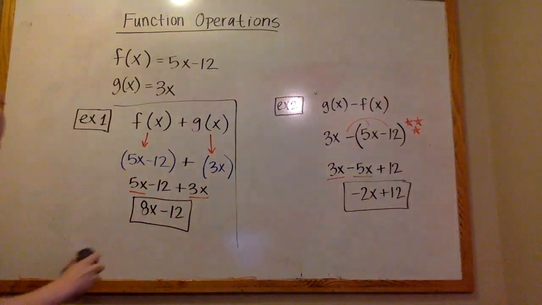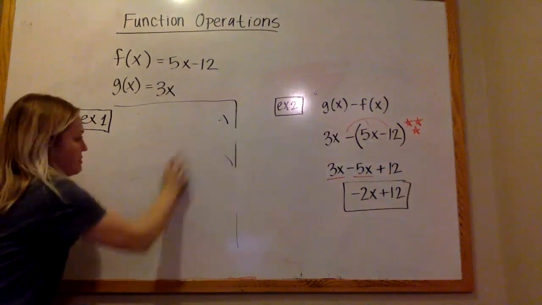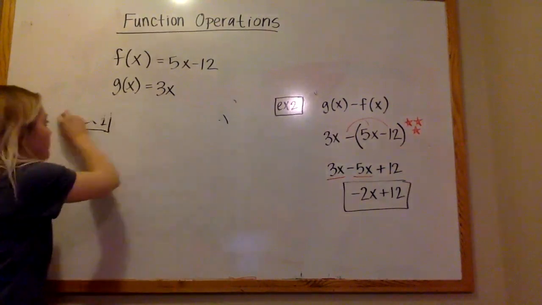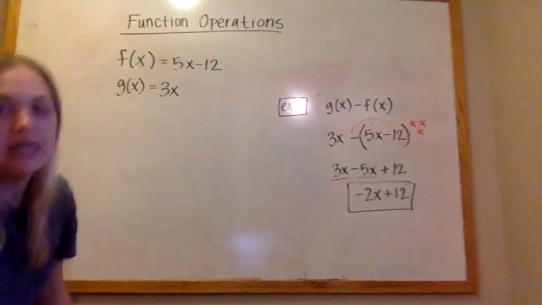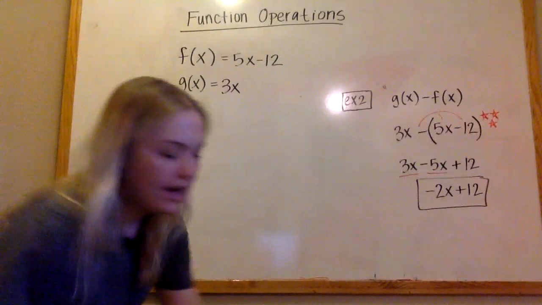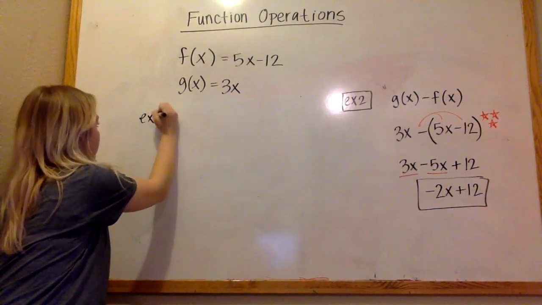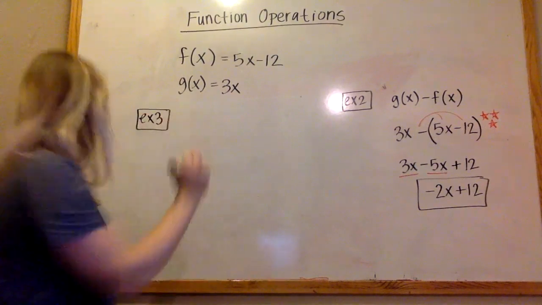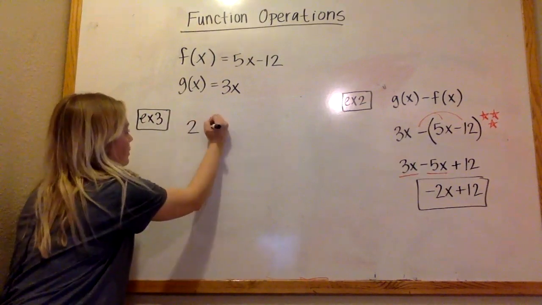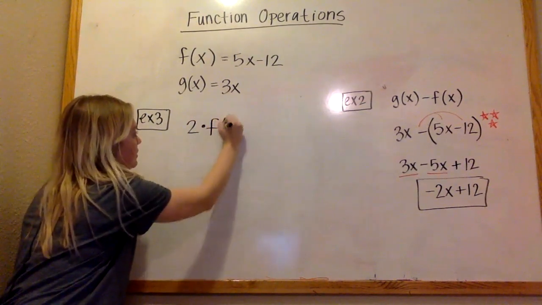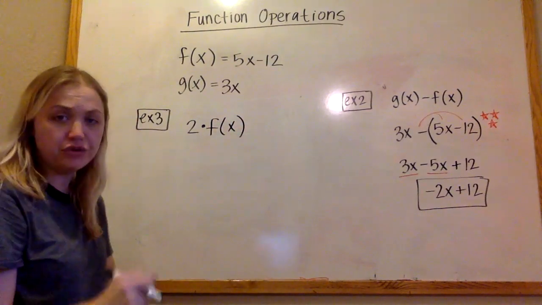Just like sliding back and forth. We're going to do the next one, example 3, and it's going to be a multiplication problem. So what you're going to see, slide this over, for example 3, is 2 times f of x. All right, I'm multiplying 2 times f of x.